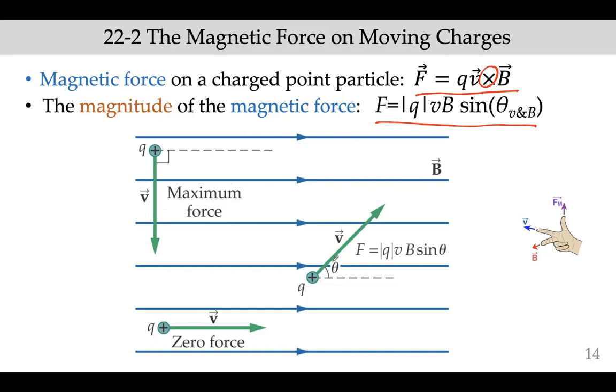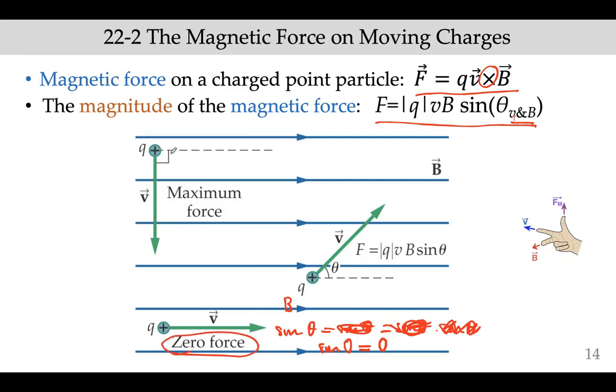So in these three situations, let's start with this one. The magnetic field lines are to the right. If the particle moves to the right, then there will be no force, because in this case, sine theta would be sine 0, because B and V are in the same direction. Remember that theta is the angle between B and V. So in this case, sine 0 gives you 0. So there's zero force in this situation.